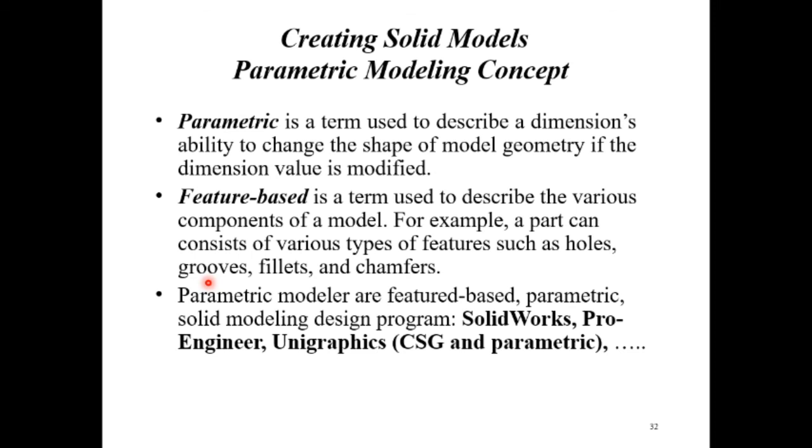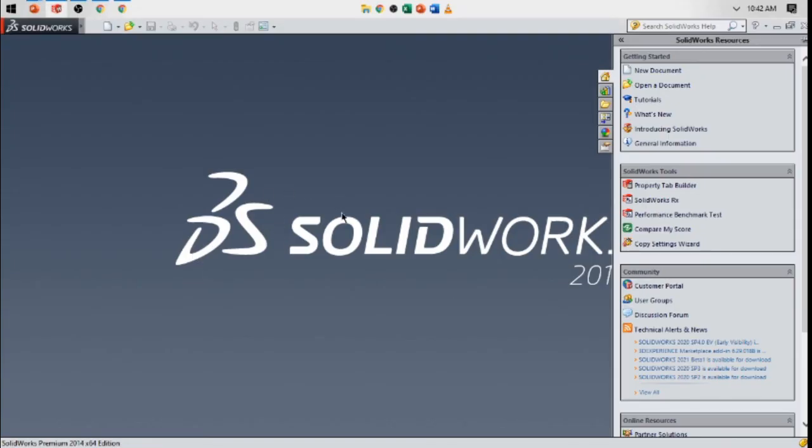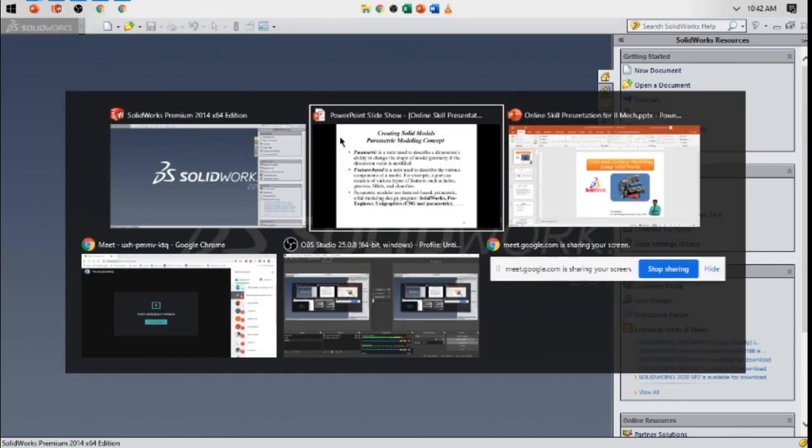So parametric modeling is nothing but achieving 3D models with the help of sketches and features. What is meant by sketch and what is meant by features can be seen in this software. This is the software we are going to use to produce the 3D models, and in the consecutive session we will see the practical generation of 3D models.